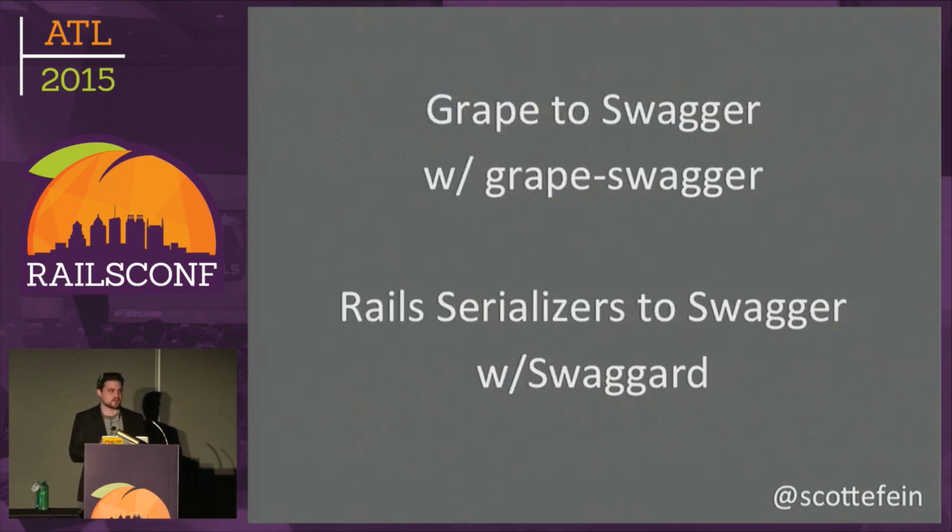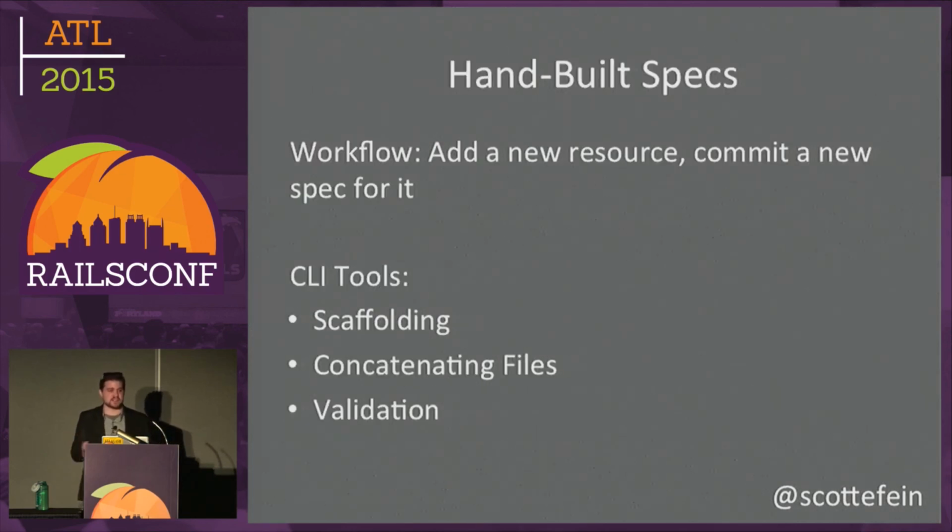If you use Grape or Rails serializers, there are a couple that can just read that. This is really easy when you're already writing your API with a tool that is prescriptive, that gives you a set way of writing your API. If you're not using some sort of prescriptive tool, it's going to be a lot harder to parse your code to generate that spec.